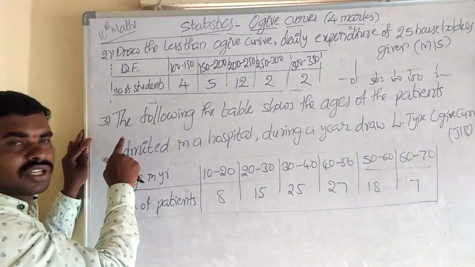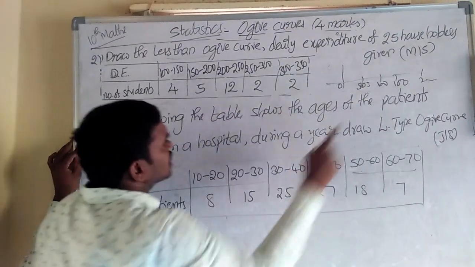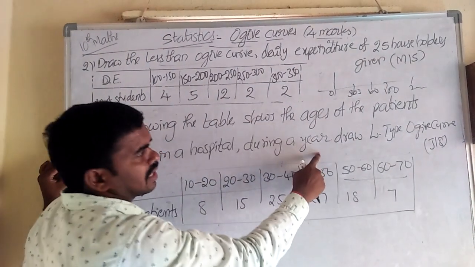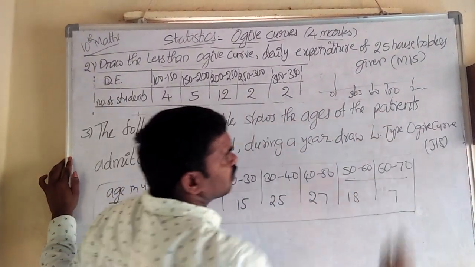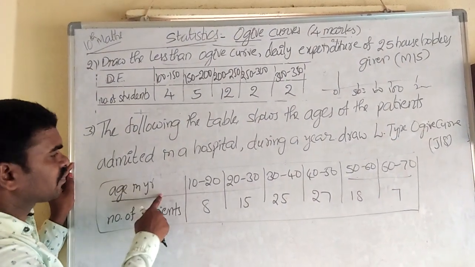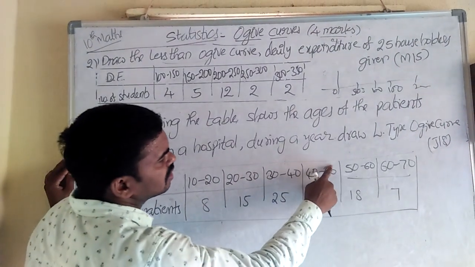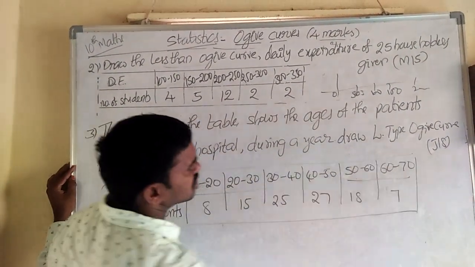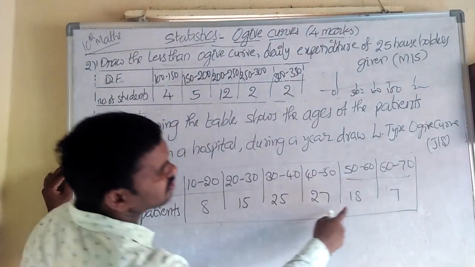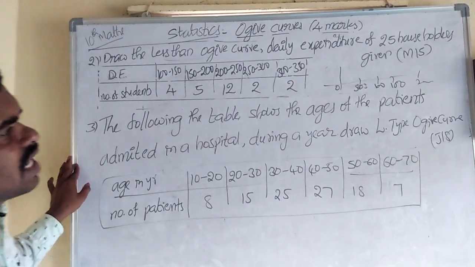Similarly, third question: the following table shows the ages of the patients admitted in a hospital during a year. Draw the less than type ogive curve. Age in years: 10 to 20, 20 to 30, 30 to 40, 40 to 50, 50 to 60, 60 to 70. Number of patients are 8, 15, 25, 27, 18, 7. So this is the question. Same, draw the less than ogive curve.